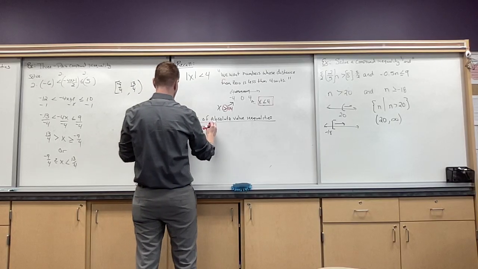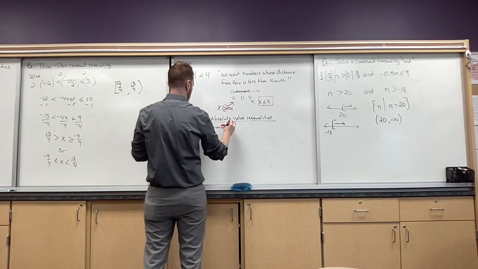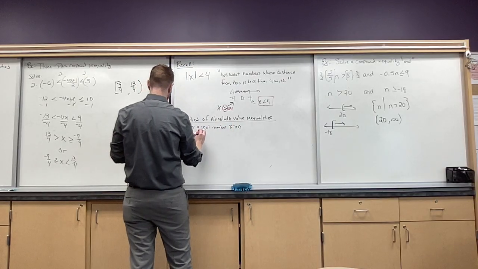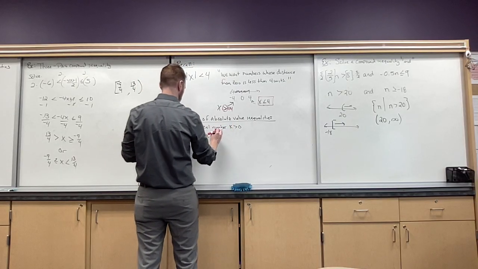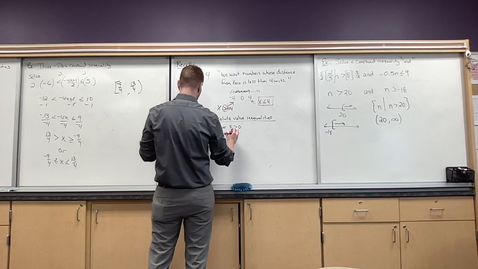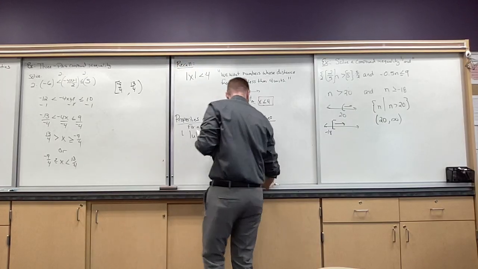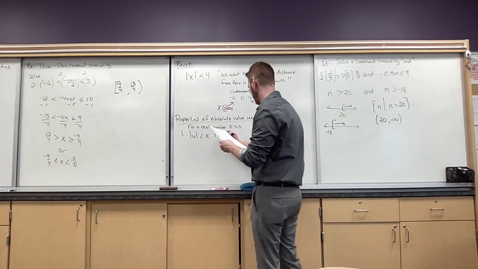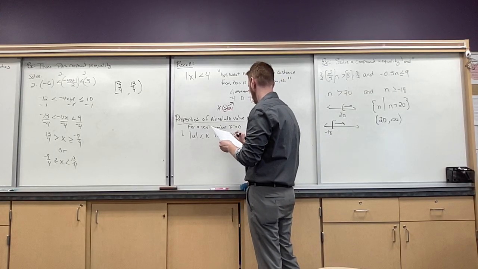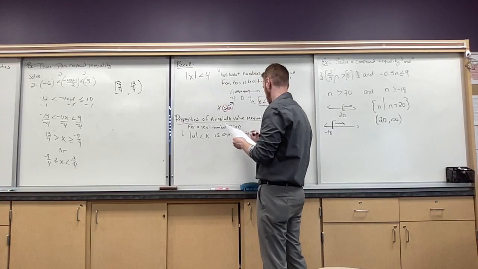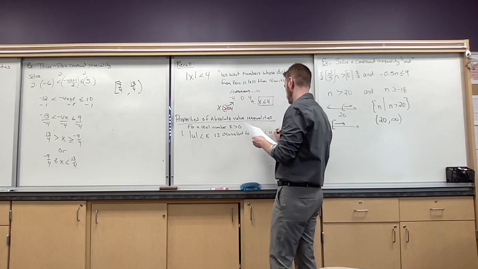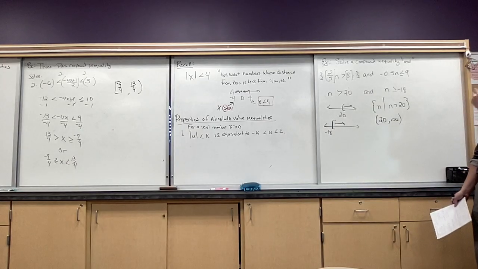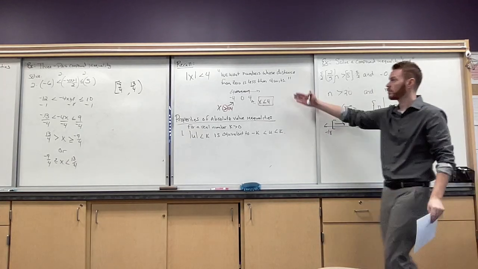For a real number k greater than 0, first property: the absolute value of u less than k is equivalent to negative k less than u less than k. Alrighty? So what's that talking about? Well, that's this case up here.